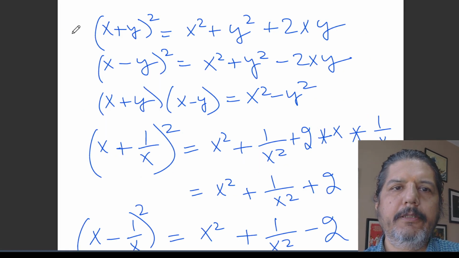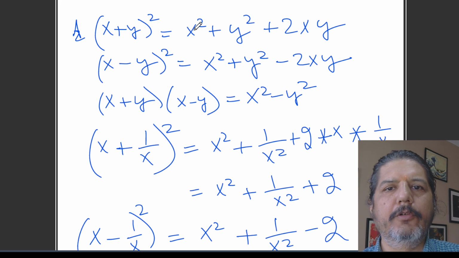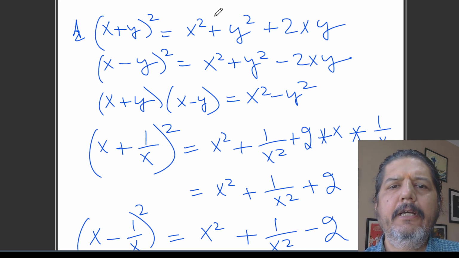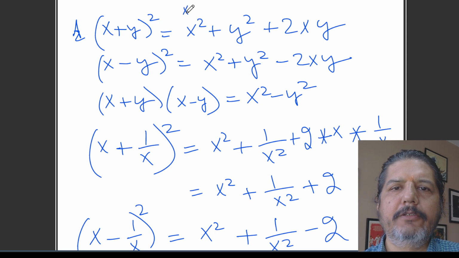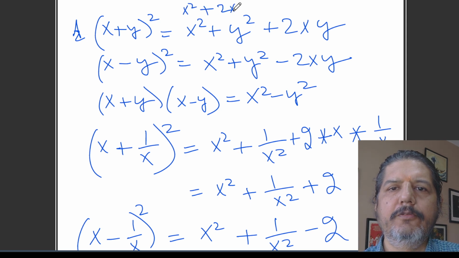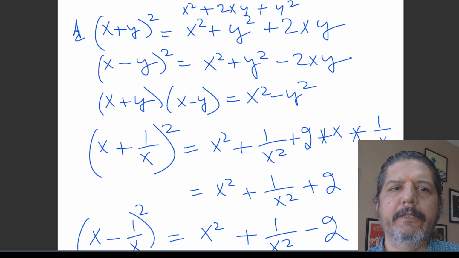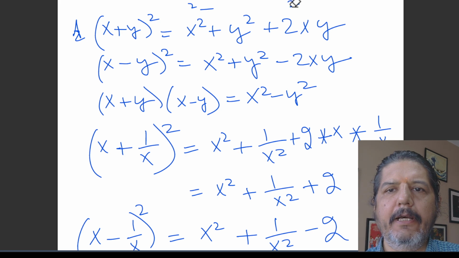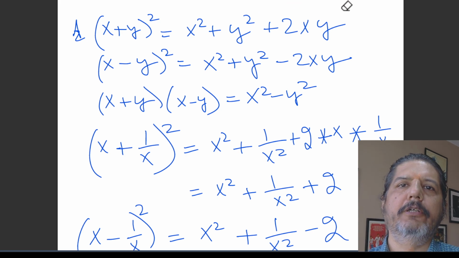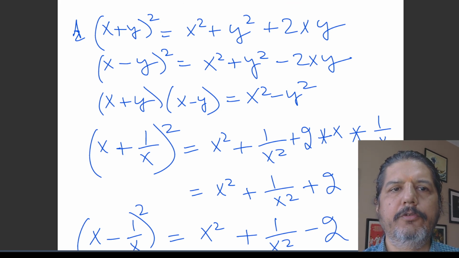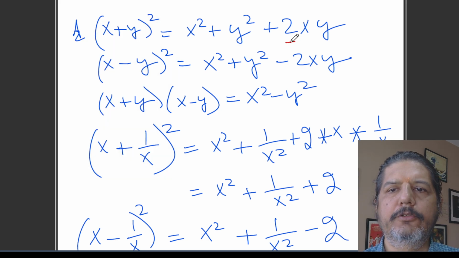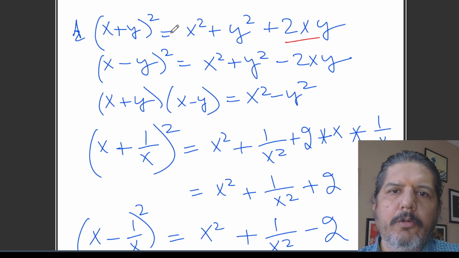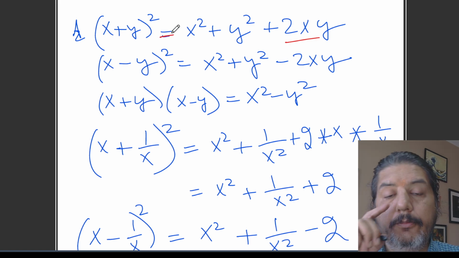So the first important expansion is (x plus y) whole square is equal to x square plus y square plus 2xy. This is also written in books as x square plus 2xy plus y square. Both of them are okay, because I have remembered it like x square plus y square plus 2xy, so that is why I prefer that. Usually in books they write this 2xy term in the middle. Both are okay.